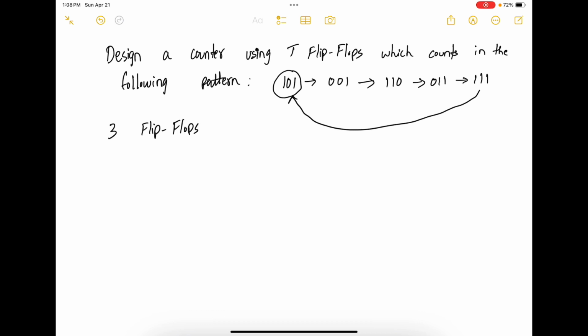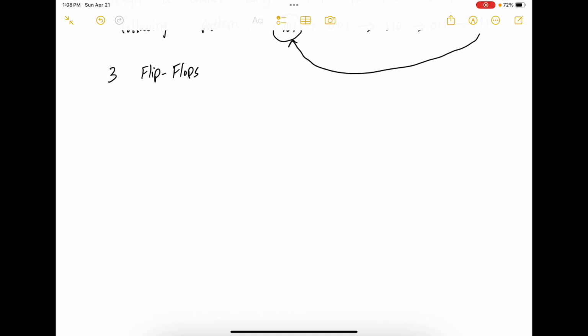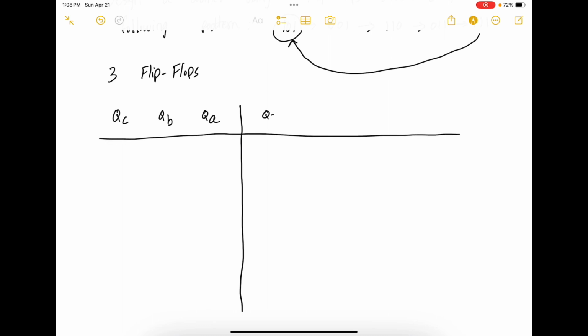Next is to construct the excitation table. To construct the excitation table, first we look at the present state, QC, QB, QA, because we have 3 flip-flops. Next we have QC plus, QB plus, and QA plus. And then finally we have TC, TB, and TA. TC, TB, TA are the inputs to the T flip-flop. QC, QB, and QA are the current states. QC plus, QB plus, and QA plus are the next states.